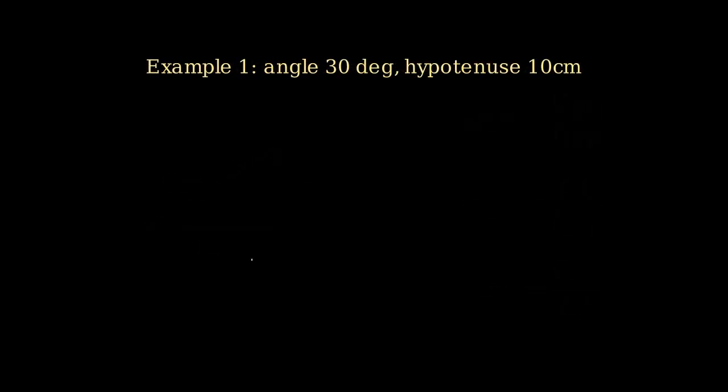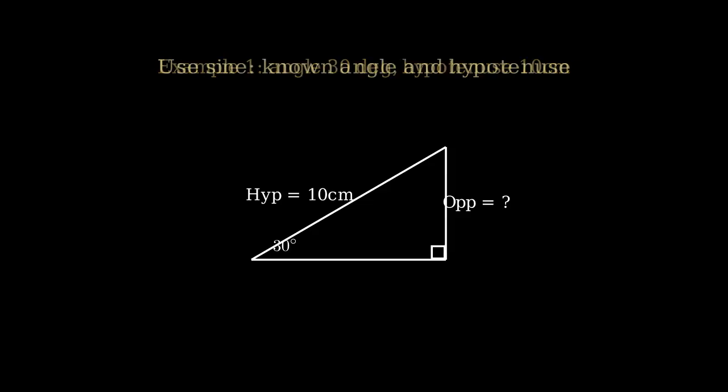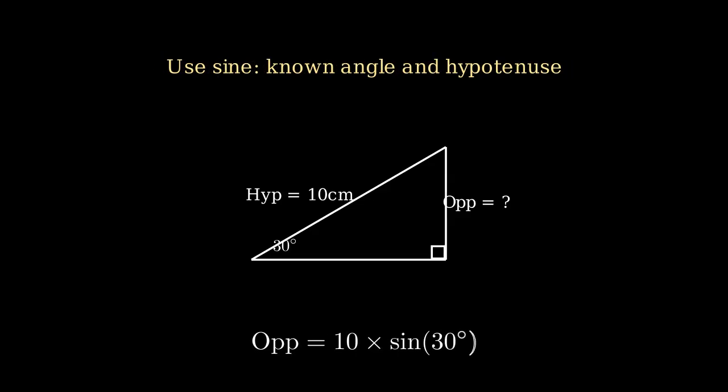Let's use worked example 1. We have a right-angled triangle with angle 30 degrees, and the hypotenuse is 10 centimeters. We want to find the length of the opposite side. Since we know the angle and the hypotenuse, and we want the opposite side, we use the sine ratio.